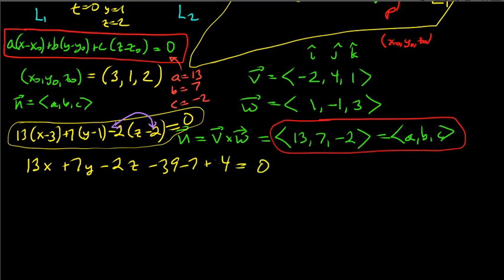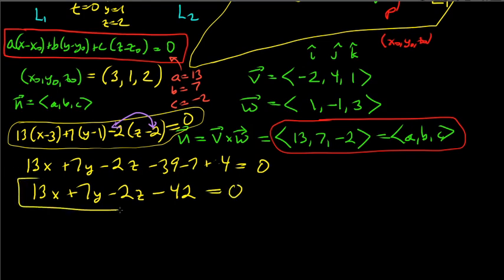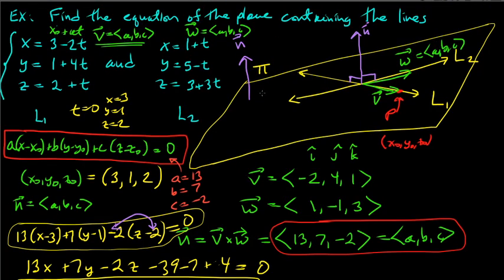All right, so that equals 0. So, yep, it's 13x plus 7y minus 2z. And then negative 46 plus 4 is negative 42. Equals 0. Okay. So that's the equation of the plane containing these two lines.